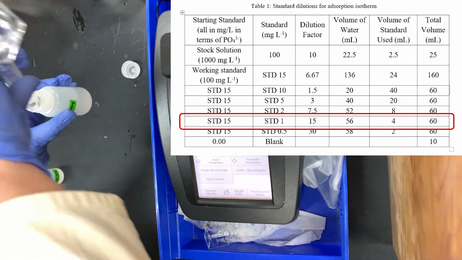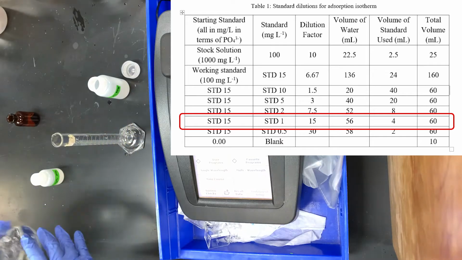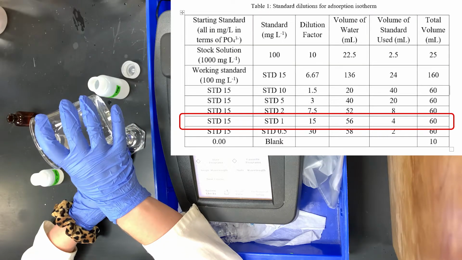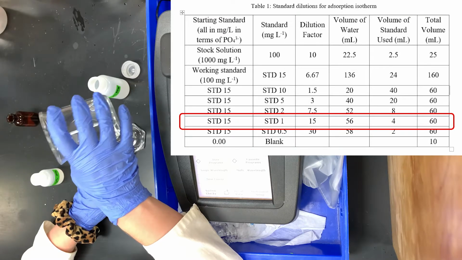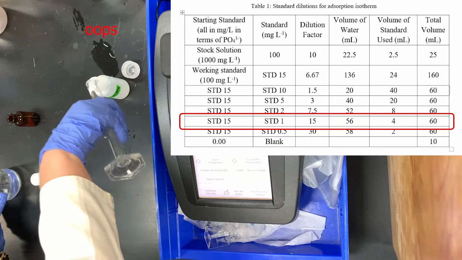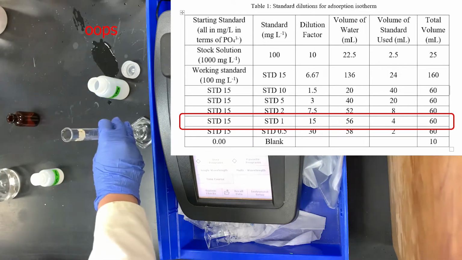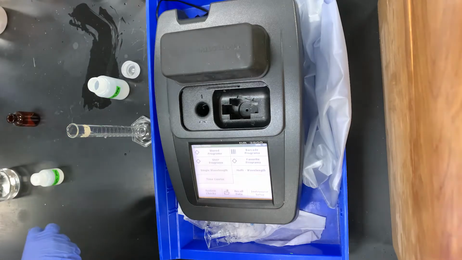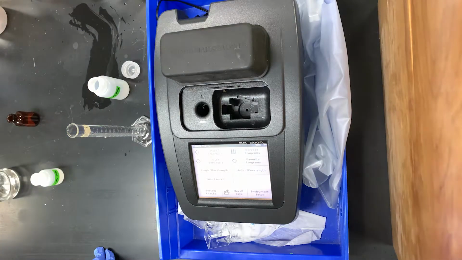So to make the 1 milligram per liter phosphate solution, we will be adding 56 milliliters of pure water and 4 mils of our 15 milligram per liter standard. Normally, to measure out 56 milliliters of water, we would use a scale to be a little bit more accurate, but since we don't have those materials for everybody in the lab, I'll just be using this 25 milliliter graduated cylinder.